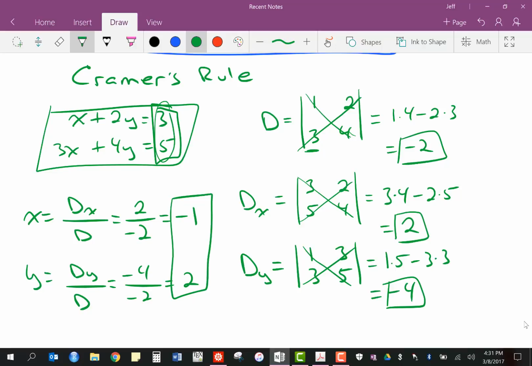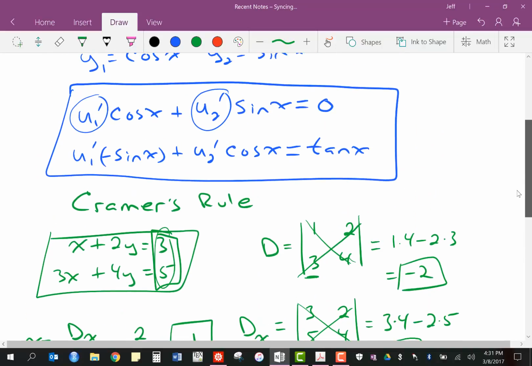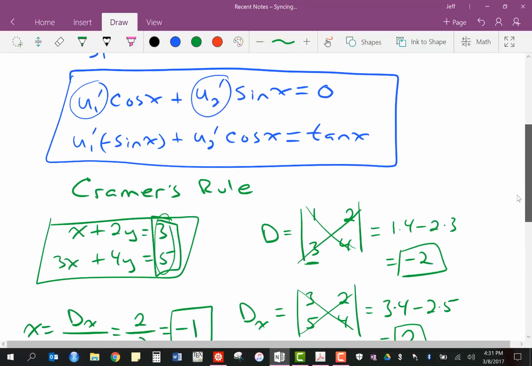Cramer's rule in solving a question like this is really not very efficient. If you did this by the elimination method, you would get this done much, much quicker than we're getting it done by doing Cramer's rule. But Cramer's rule is going to be really a nice way of going about solving this system of equations here.